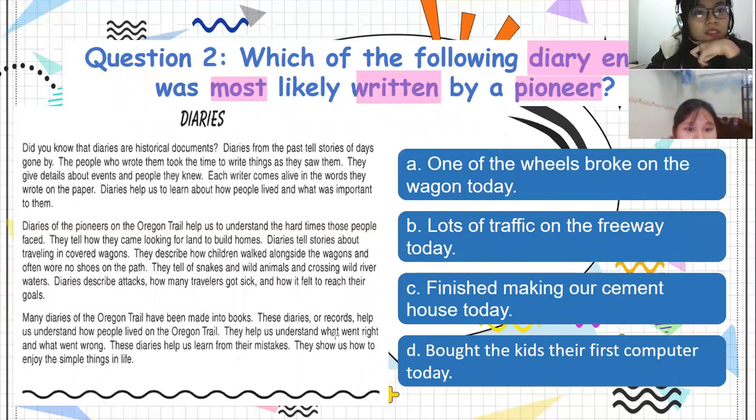All these, as I see here, are not talking about diary entries, right? Can you see any word diary entries here? No. Most likely written by the pioneer. Describe how many travelers got sick and how they felt to reach their goal. Lots of traffic on the freeway today. Looking for a home, story about travel, covered wagons. One of the wheels broke on Monday.